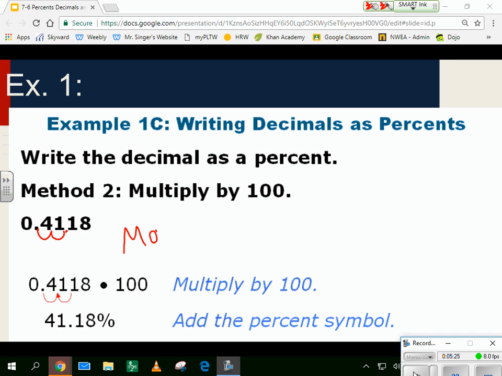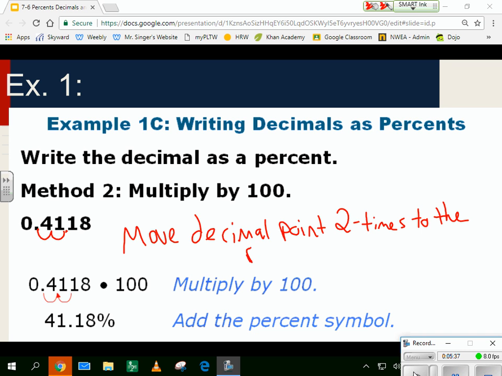Okay, and I'll even write that down here. Move decimal point 2 times to the right. And that will always give you the percent you're looking for. So copy that down as an example.